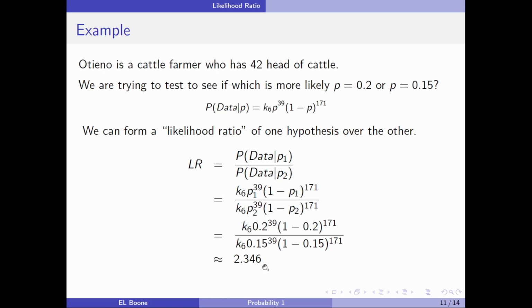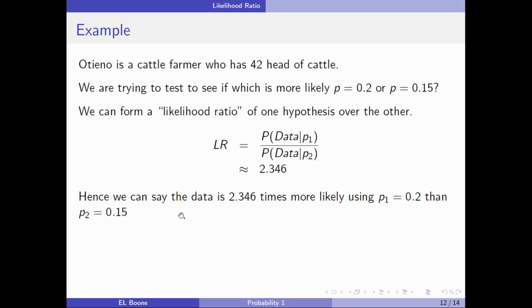2.346. So this says that the data is 2.346 times more likely using P1 equals 0.2 than using P2 equal to 0.15. So it says the data is more likely to have come from the value P1, the population parameter of 0.2, which is not what you would have expected from the data. If you just looked at it directly, you'd say, well, there's a whole lot of times they didn't get more than 20%. So here we're just looking at the data directly and using this approach to see what happens.